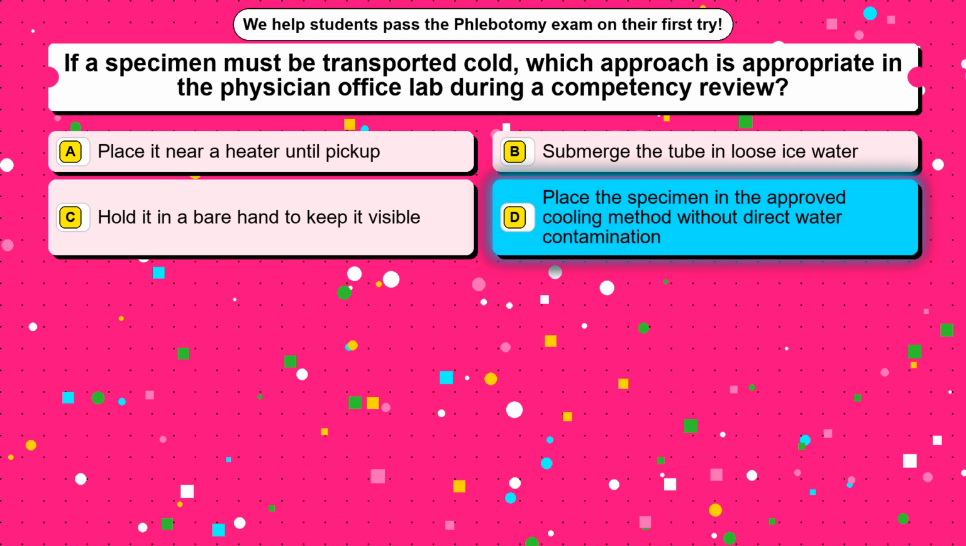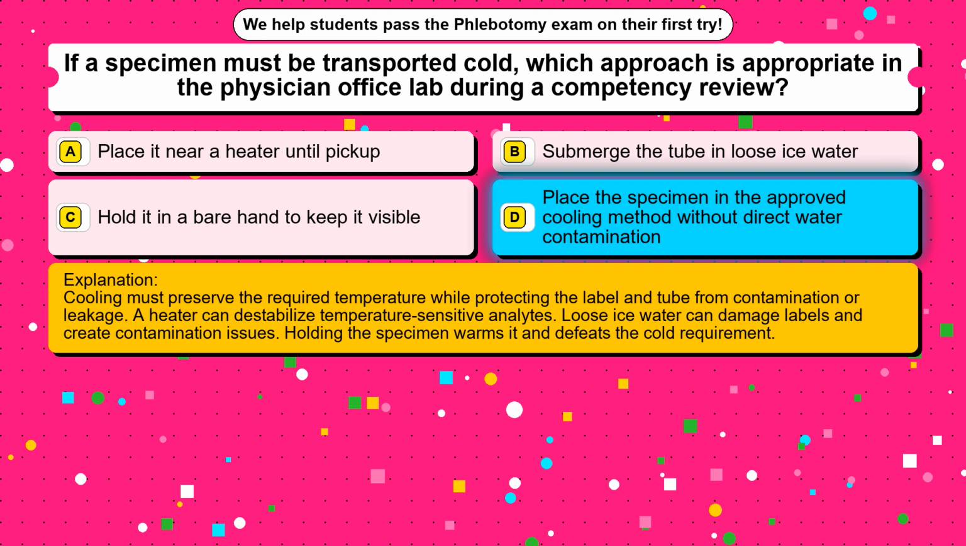The correct answer is option D. Place the specimen in the approved cooling method without direct water contamination. Cooling must preserve the required temperature while protecting the label and tube from contamination or leakage. A heater can destabilize temperature-sensitive analytes. Loose ice water can damage labels and create contamination issues. Holding the specimen warms it and defeats the cold requirement.